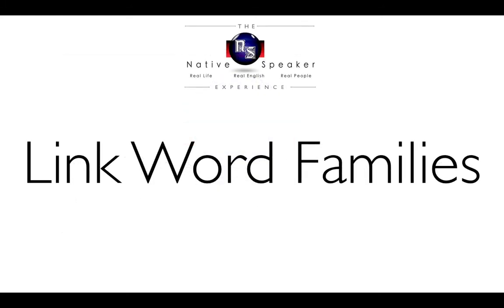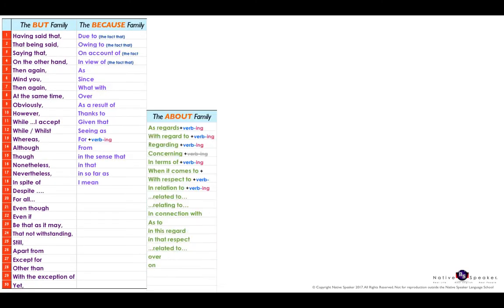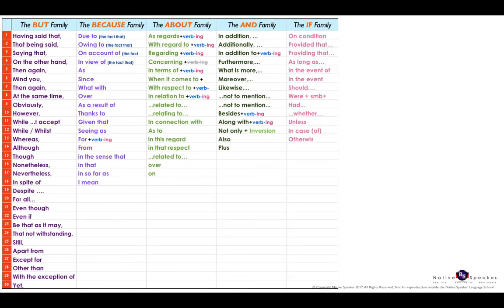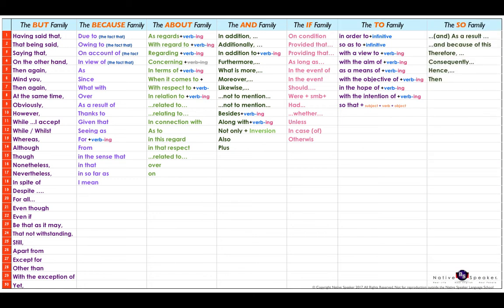Let's have a look now at the link word families. These include but, because, about, and, if, to, and so. All ideas, sentences, paragraphs and phrases are connected with conjunctions like but, because, about, and, if, to, and so. But all of these families have lots and lots of very high quality versions that students don't use enough.